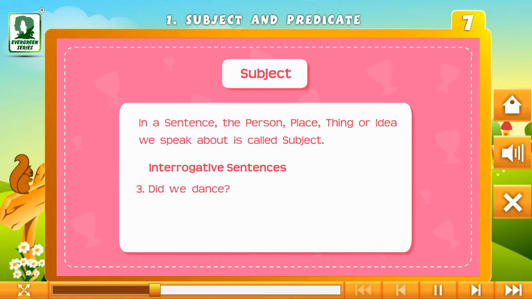For example, did we dance? Here, subject is we. In imperative sentences, the subject is omitted. For example, take boiled water. Here, subject is you, but it is understood and not mentioned.